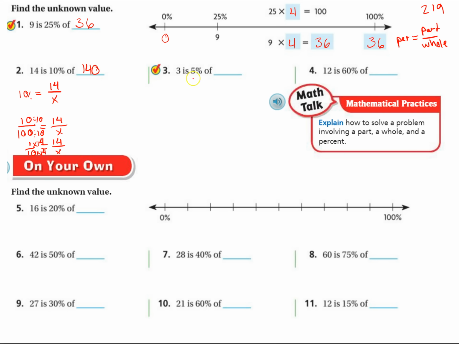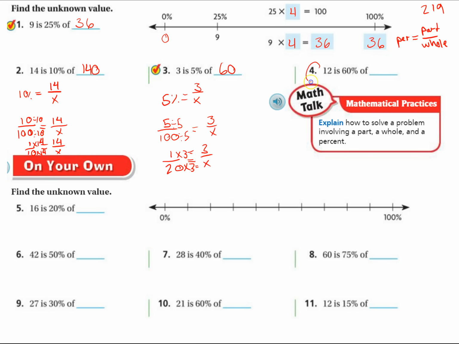Okay, so again, 5%. 5% equals 3 is the part, the whole is what we don't know. Change it to a ratio. Simplify this ratio. That's going to equal 5 divided by 5 is 1, 100 divided by 5 is 20. And now I can see I need to multiply by 3 to get the 3. And so I need to multiply the bottom by 3 as well. So 20 times 3 is 60.